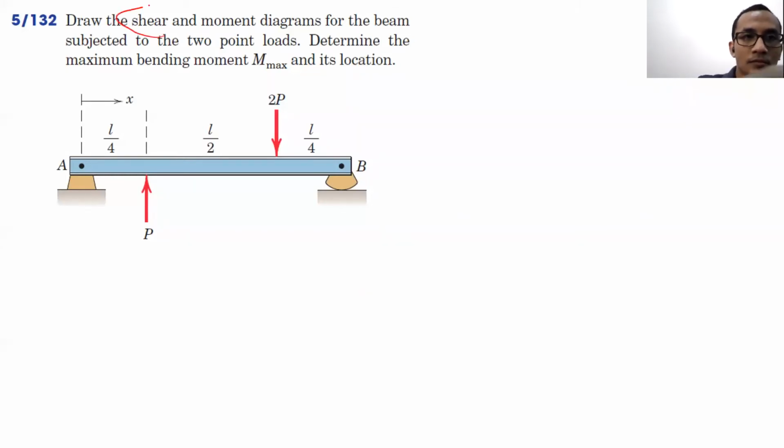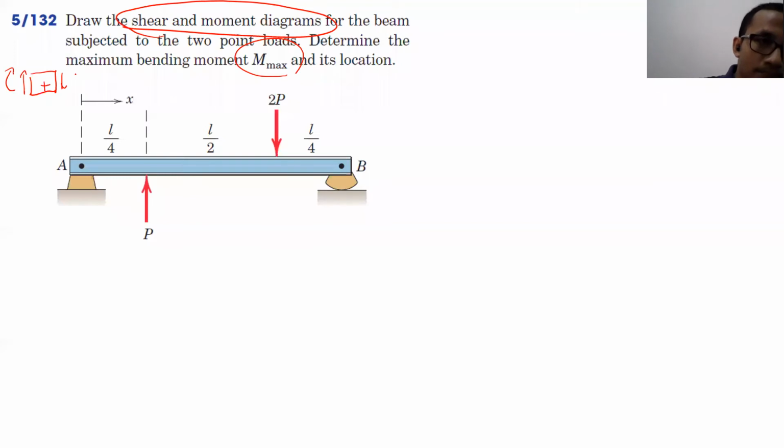So the question there is we have to draw the shear and moment diagrams for the beam. And we have to find out the critical location based on the maximum moment. For this particular case, the positive is supposed to be like this, right? The positive shear and the positive moment. It's supposed to follow the standard sign convention.